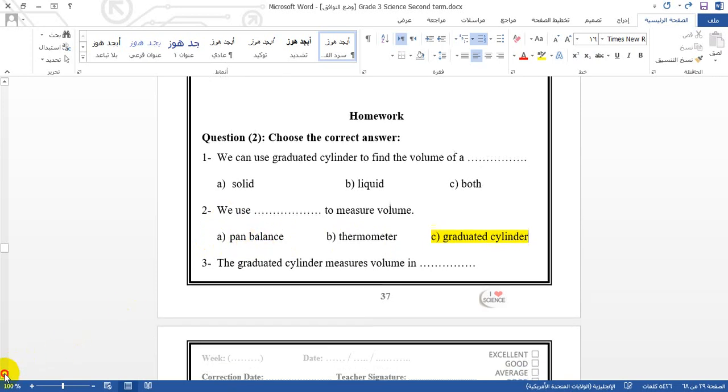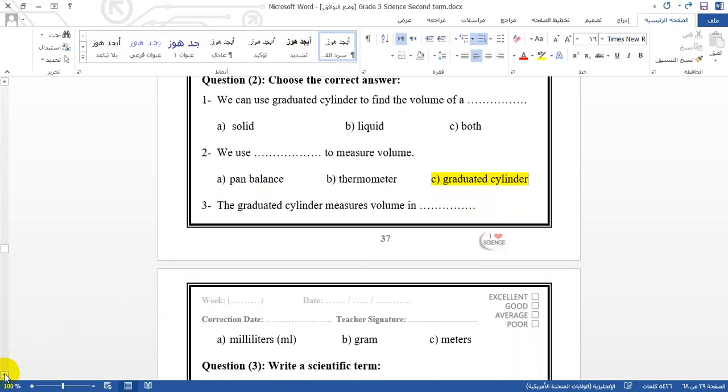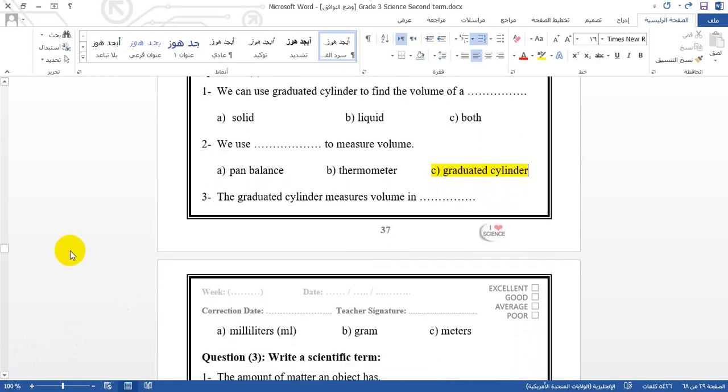Okay guys, let's go to the third question. The graduated cylinder measures the volume in milliliter, gram, or meter? Milliliter. Okay, don't forget to write milliliter. The shortcut of milliliter is ml. Okay, let's go to the third question, number 3. By the way, we are still on page 37.